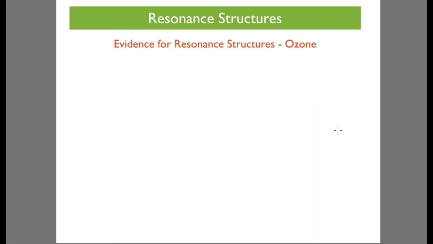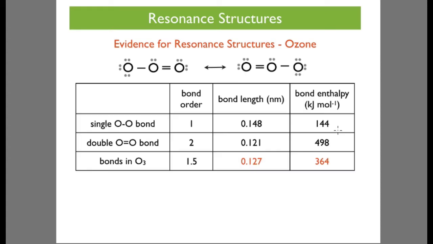Evidence for resonance structures. Let's have a look at ozone. We've got these 2 possibilities. The single oxygen-oxygen bond has a bond length of 0.148 nanometers and the bond enthalpy is 144. The double bond, oxygen-oxygen, has a bond length of 0.121. It's shorter than the single bond. And the bond enthalpy is far greater in the double bond than the single bond.